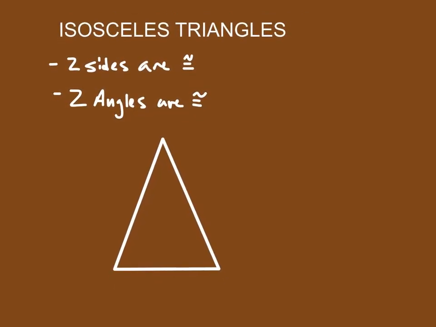Now I'm going to label this as point D up here, point E down on the left, and point F on the right. So I've got triangle DEF. Here's what I know: two sides of this triangle are congruent. So I'm going to label DE as congruent to DF. So let's write here that DF is congruent to DE.